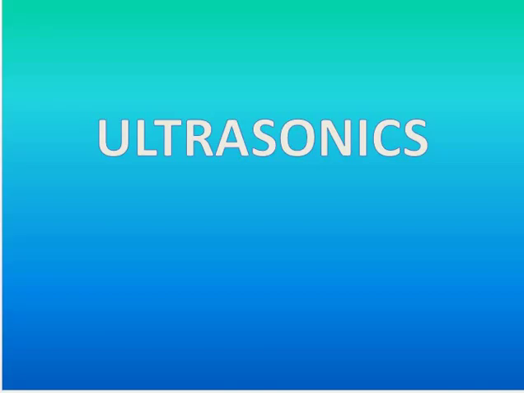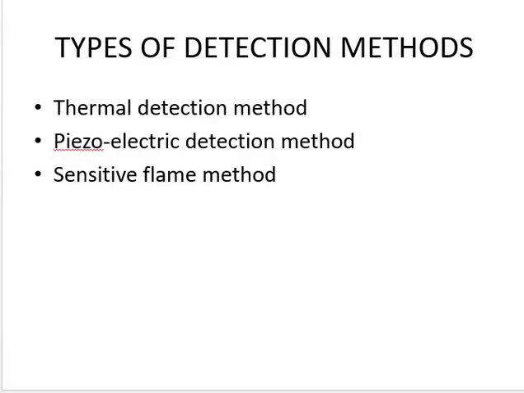So the next topic is the detection of ultrasonic waves. There are several methods to detect an ultrasonic wave. Here we are going to discuss three detection methods: the thermal detection method, the piezoelectric detection method, and the sensitive flame method. The thermal detection method is the most commonly used method, which is a simple method.